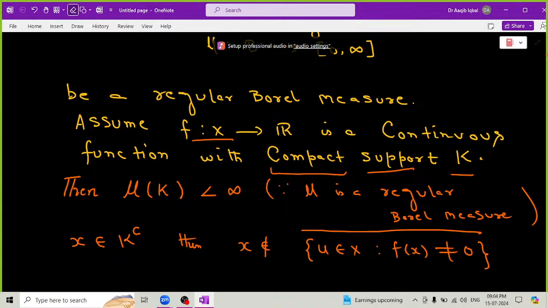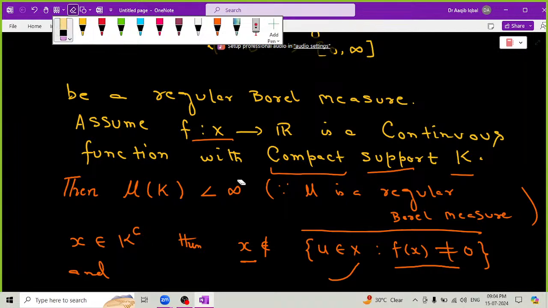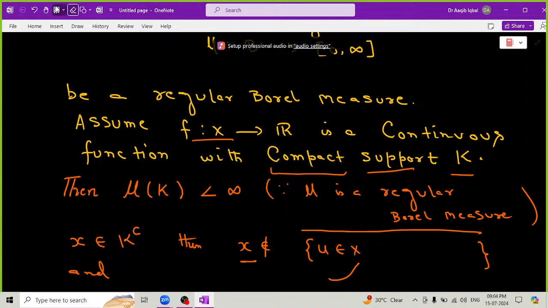So that means what? Since x is not in the closure of this set, it cannot be in the set either. Sorry, I am not writing this properly. So I should be writing like this: all those u's in x such that f of u is not 0, because this is the support. The closure of this set is the support. X is not in the support. It means x is not in this set. So that means if you take the value of f at x, it will be 0. So if you take a point outside the support, the function value at that point will be 0.